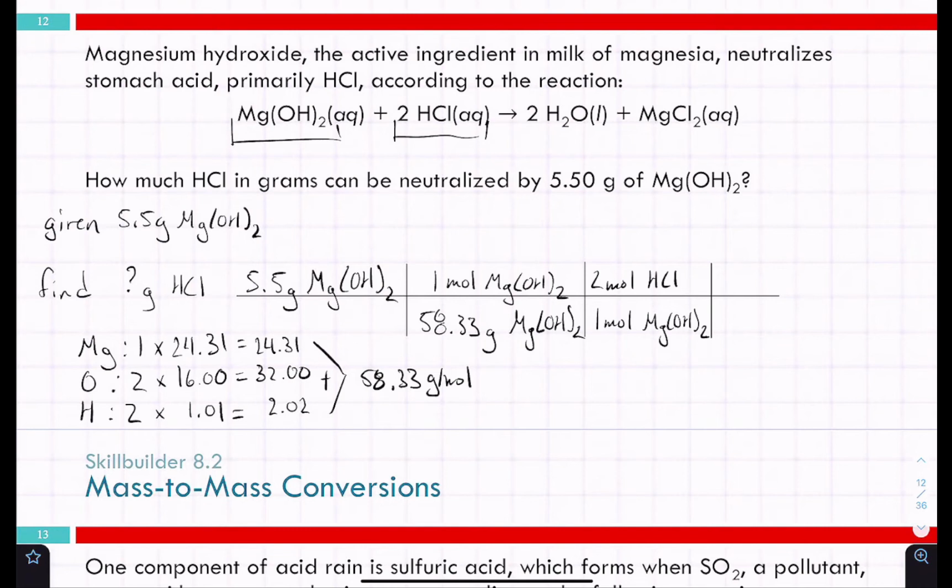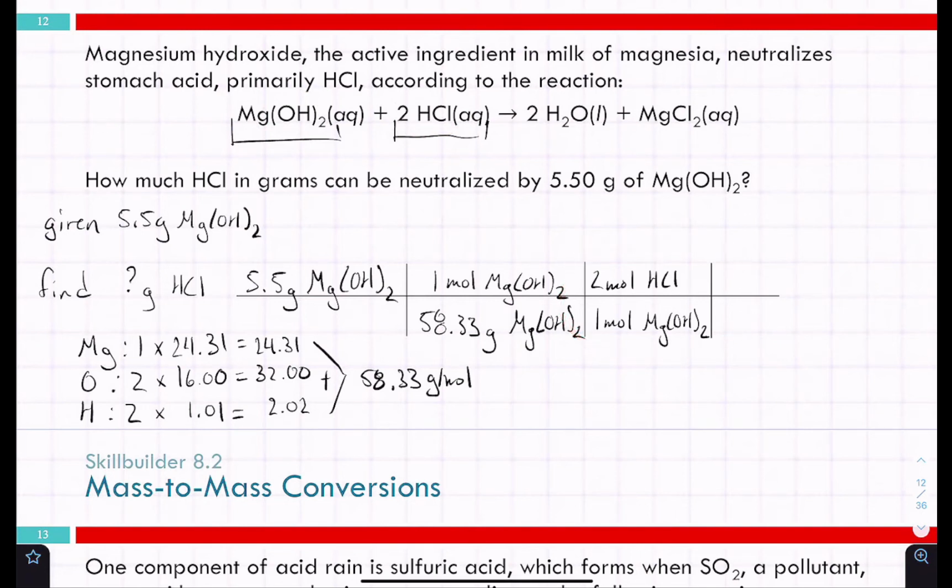So take a step back from just doing the math and think about what's actually happening in this chemical reaction. Every one of these magnesium hydroxides has 2 hydroxide groups, and so those can each react with 1 hydrochloric acid. So we're kind of getting a double action, right? 1 magnesium hydroxide reacts with twice as much hydrochloric acid. And that's why we see this ratio.